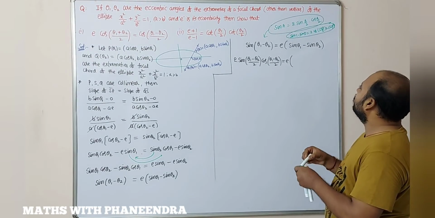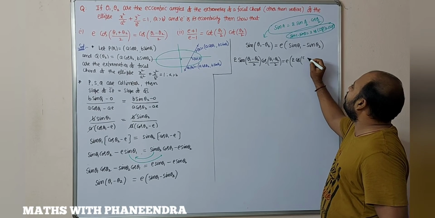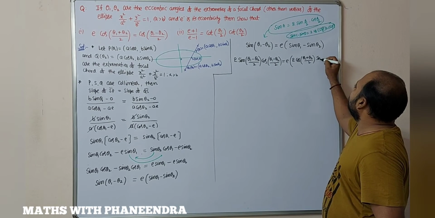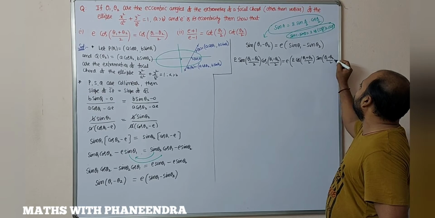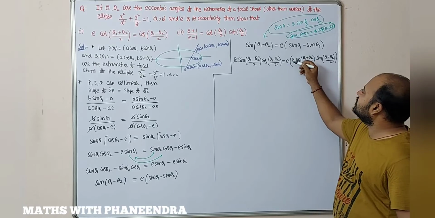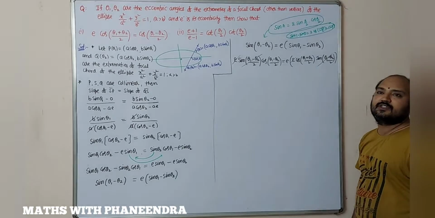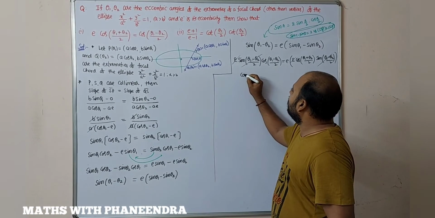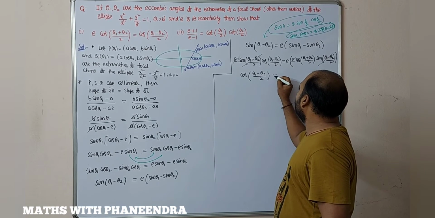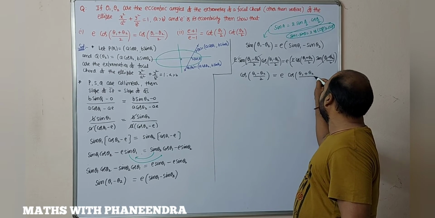So 2 cos (C plus D) by 2, that means (theta 1 plus theta 2) by 2, into sin (theta 1 minus theta 2) divided by 2. On both sides, first you have to cancel the term 2. After that, sin theta 1 minus theta 2 and sin theta 1 minus theta 2 will be cancelled. The remaining is cos of (theta 1 minus theta 2) divided by 2 is equal to E times cos of (theta 1 plus theta 2) divided by 2.